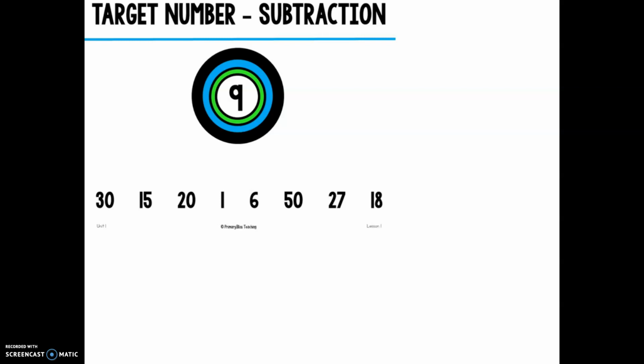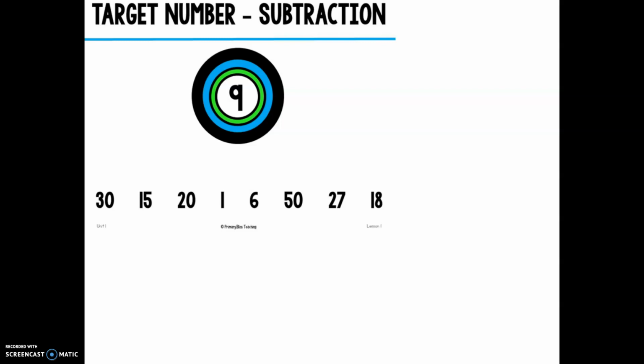And we're going to start with a number talk, and we're going to work with target number again, but we're going to work with the skill of subtraction. So our target number is 9. Below our target, we have several numbers. See what you can come up with. What kind of problems can you come up with where you're going to subtract some of the numbers so that you get a target number of 9? Remember, you have to use at least 2 numbers, and you can use a number more than once. Go ahead and pause the video and see what you can come up with.